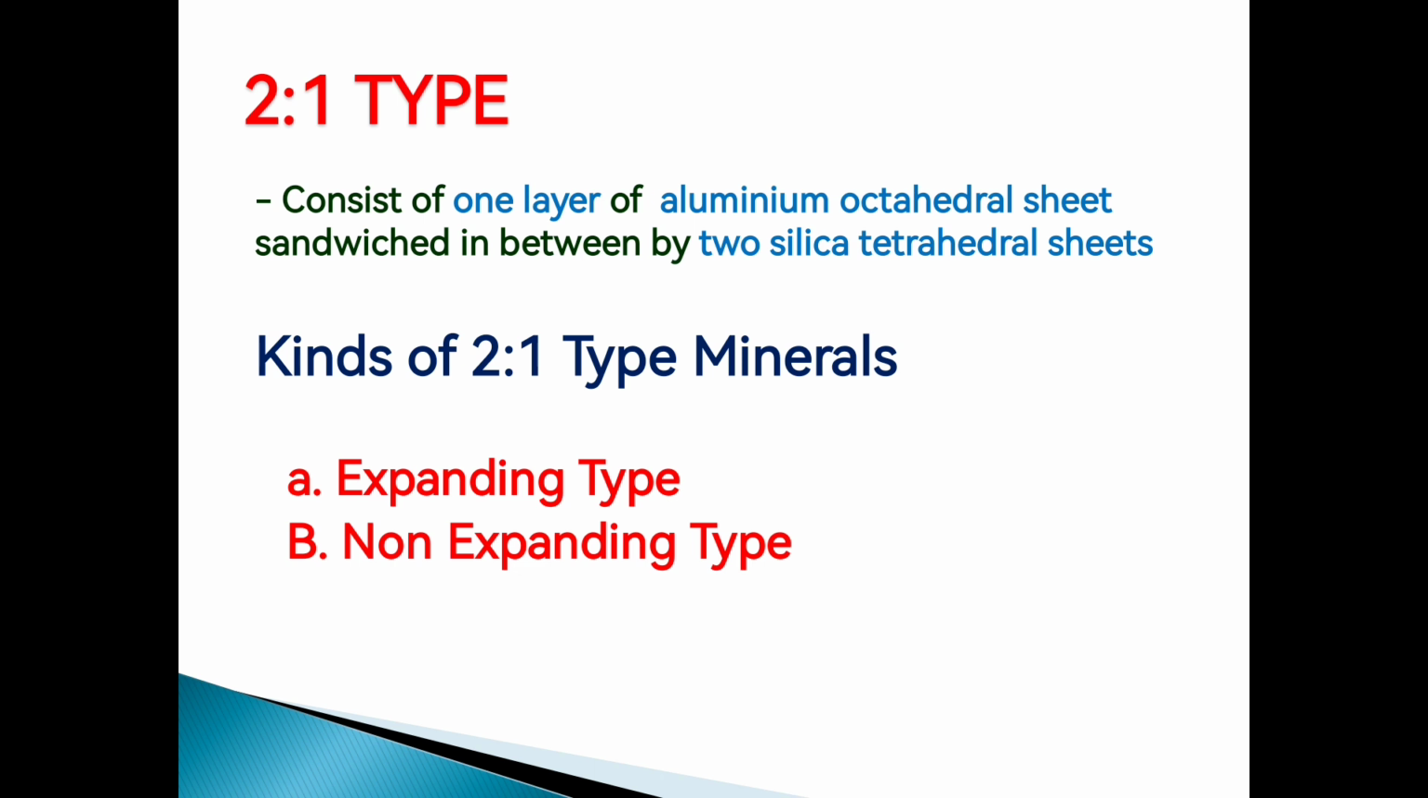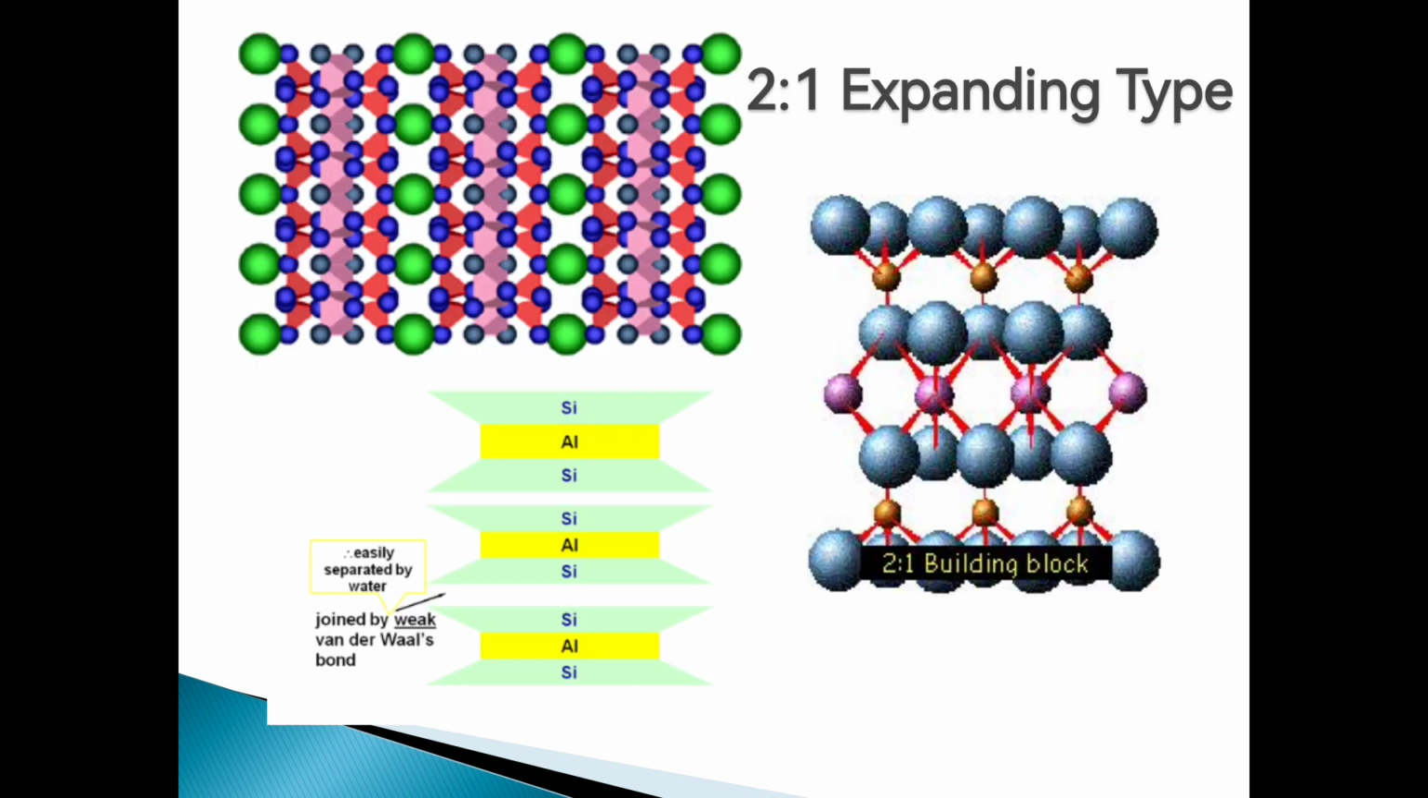Then we go to the 2:1 type, which consists of one layer of aluminum octahedral sheet sandwiched in between two silica tetrahedral sheets. So 2:1. Two silica tetrahedral sheets with one aluminum octahedral sheet. There are two kinds of 2:1 type minerals. One is the expanding type, and the other one is the non-expanding type. So silang dalawa have both two silica tetrahedral sheets with one aluminum octahedral sheet, pero yung isa nag-expand, yung isa naman hindi siya nag-expand. Why? This is how the 2:1 expanding type looks like.